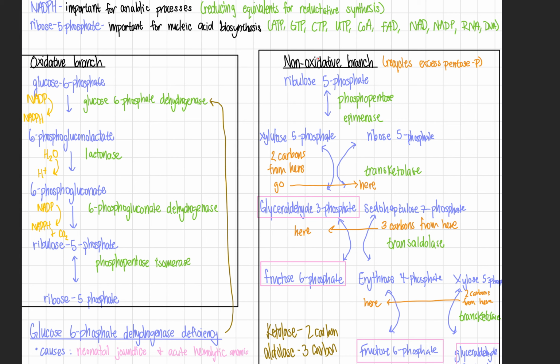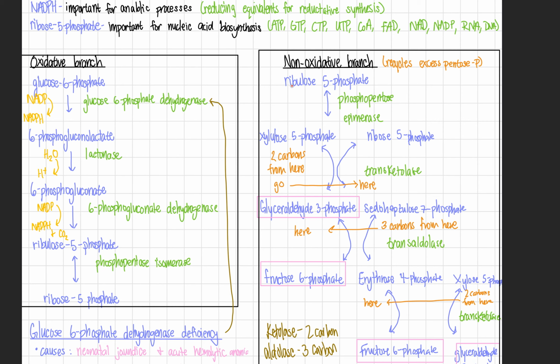So you only are going to go through this non-oxidative branch once you have gone through the oxidative branch and you realize you do not need ribose 5-phosphate. If you go through the oxidative branch and you do actually need ribose 5-phosphate, like you need it to make more ATP, you need it to make RNA, DNA, then you would just leave it at that. But if you go through it and you realize like, hey, I actually don't need ribose 5-phosphate, then you can take it through this non-oxidative branch to get rid of it.